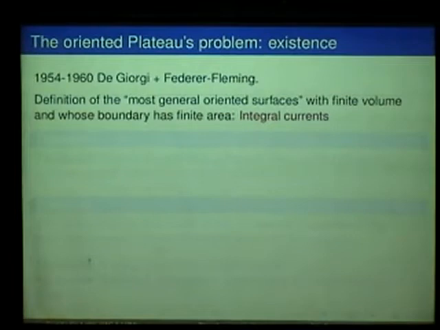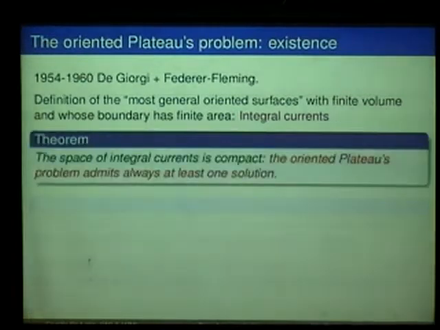Okay, so what you're looking for is, in some sense, the definition of the most general oriented surfaces which have finite volume and whose boundary has finite area. Okay, by also taking into account that you're allowed to pick up multiplicity higher than 1 for pieces of the surface. Okay, so these objects, the most general objects that you can introduce in this sense, are called, in geometric measure theory, integral currents. I'm not going to give you the exact definition of integral currents, but there's a fundamental theorem which comes out of compactness.